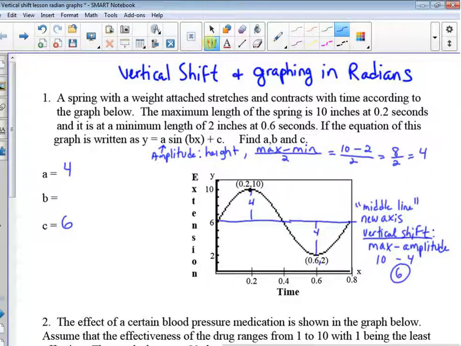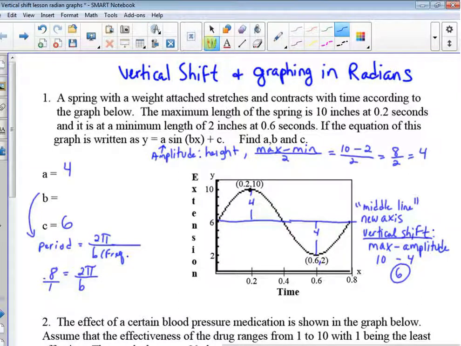And then B is the frequency. Now, we have a formula for frequency, and our formula is period equals 2 pi divided by the frequency, which is B. So what is the period? Well, the period is the total distance it takes to complete one curve. Well, we can see that that's happening by 8/10 or 0.8. So our period is 0.8. So 0.8 equals 2 pi divided by the frequency, B.